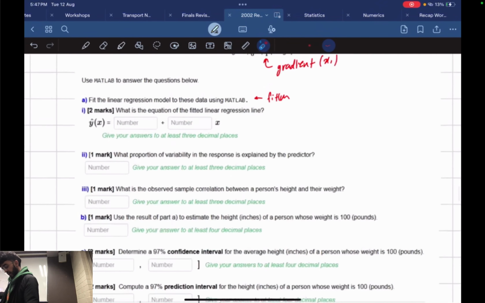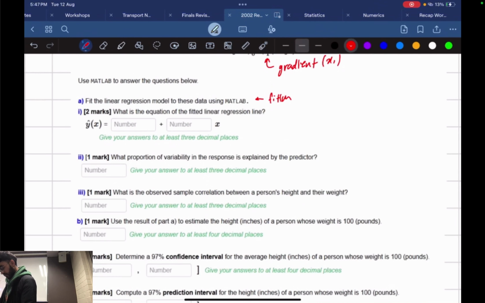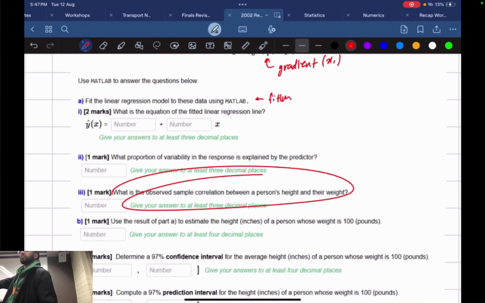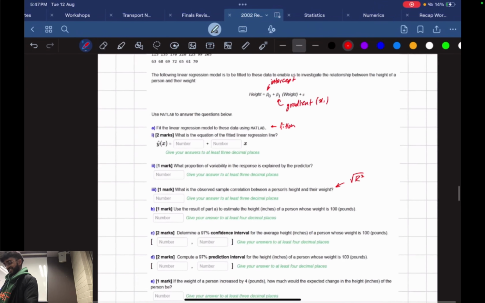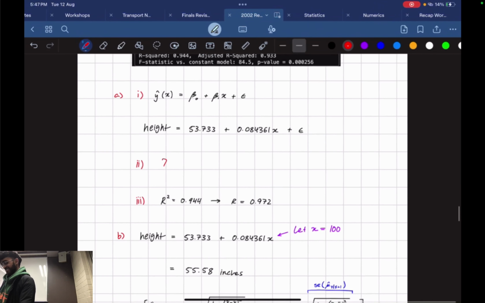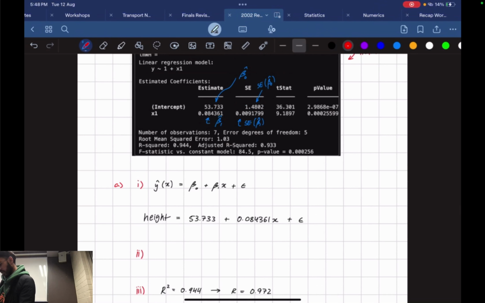So one of the questions asks us, what is the sample correlation coefficient? That's just going to be the square root of R squared. Proportion of variability, I don't know. I'll be honest, I left it blank because I don't know. Does anyone know? Is it R squared? I thought it was going to be P. It might be the value of P here. No, that's not.